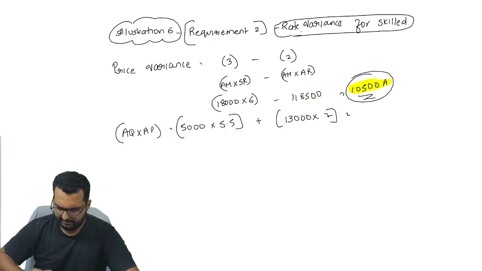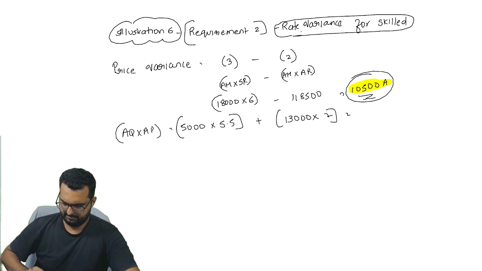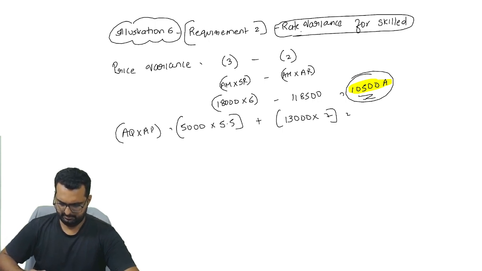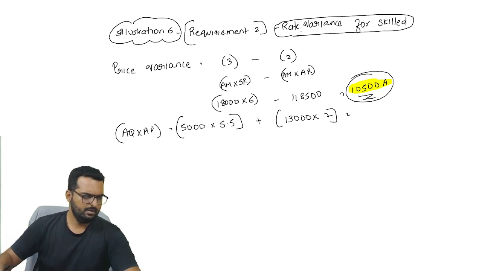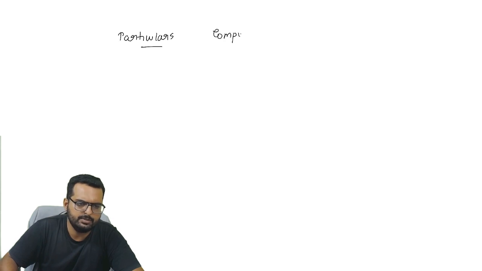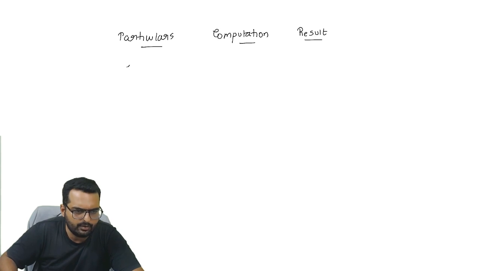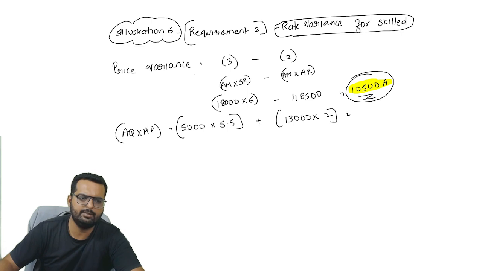Friends, are you all done writing this? I believe everybody is done. So now I'll give a summary, particulars, computation, and result. Okay. So we did it for skilled. Same way. Wait, Nihal is still writing. Let him finish.